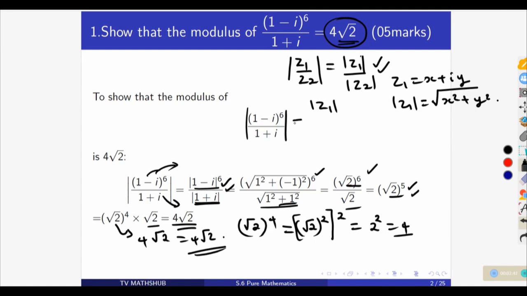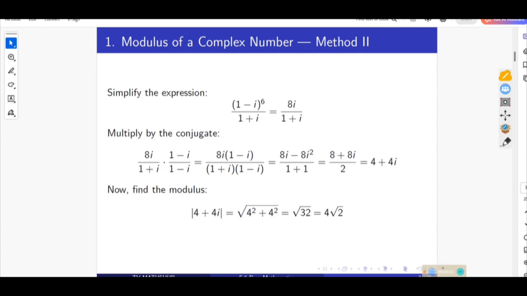That is by using the property that magnitude of z1 over z2 is the same as magnitude of z1 divided by magnitude of z2. So let us look at an alternative method. Let us now talk about an alternative method for question number 1. In our alternative method, we shall basically be simplifying this expression first, then after we get the modulus. So if we need to simplify this, we need to simplify 1 minus i to the power 6 first.